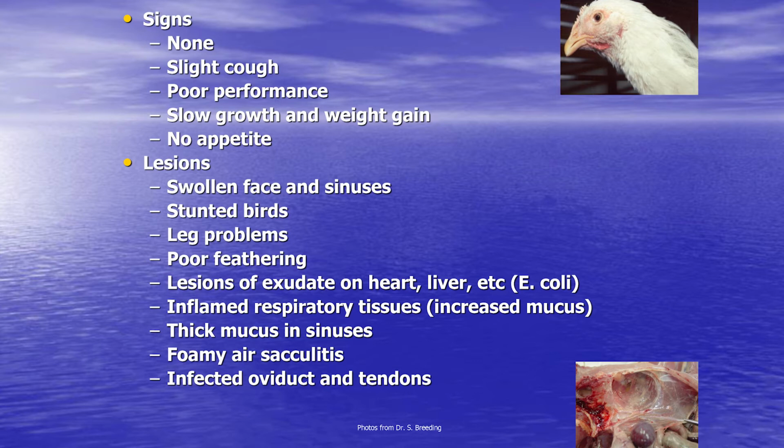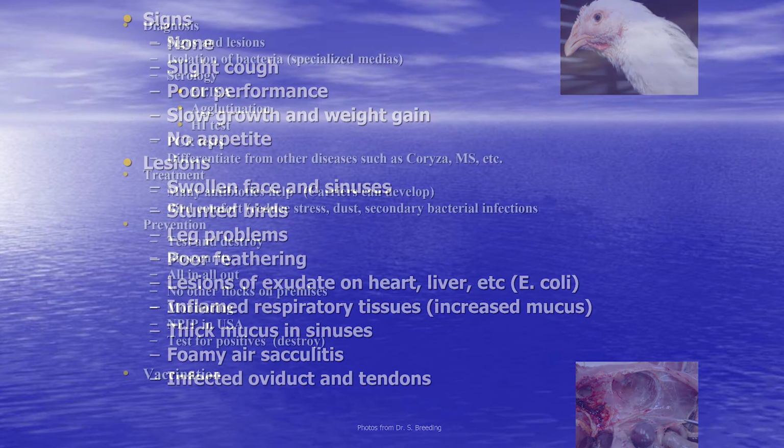In the air sacs, on a necropsy, the air sacs that talk about these little thin membranous structures right here, they may have this foam on them, so they look a little foamy. And we can get some infection in the oviduct and in the tendons. So this bird here, you can see there's a little bit of foam at the corner of the eye. There's the swelling of the sinuses, the face, and here we have some of that air saculitis.